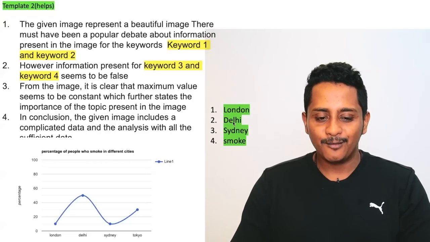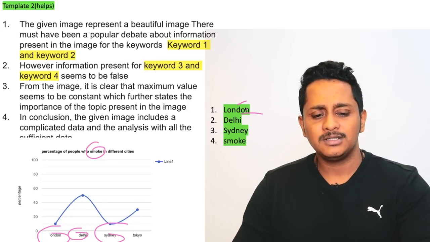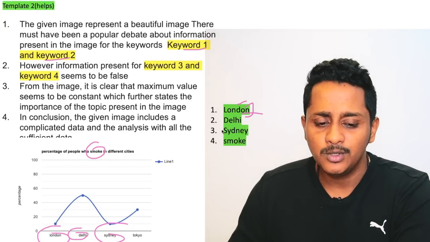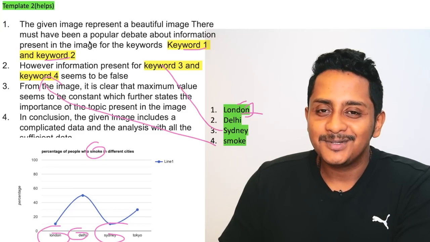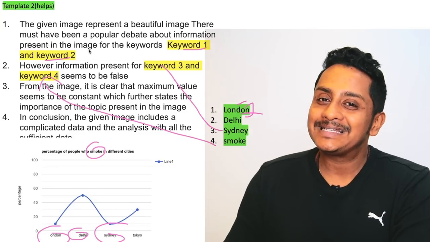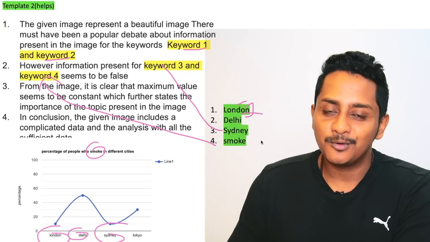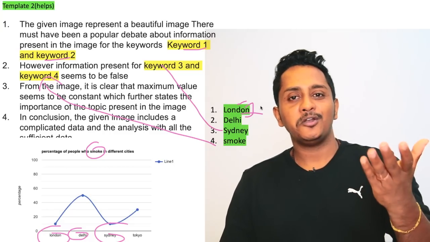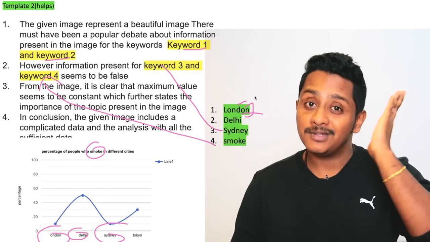For this, 4 keywords I need. So I'm considering Delhi, London, Sydney and smoke. I'll put London and Delhi in keyword 1, keyword 2, Sydney and smoke in keyword 3, keyword 4. There must have been a popular debate about the information present in the image for London and Delhi. However, information present for Sydney and smoke seems to be false. Nakul, it is nonsensical. It is not making any sense for us because we have this brain.